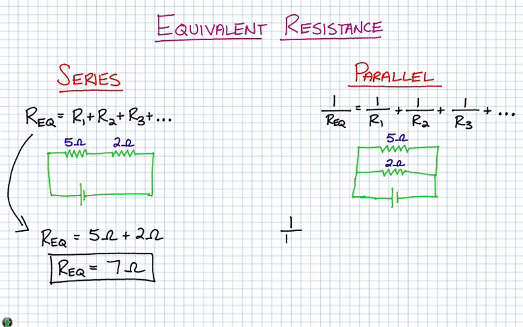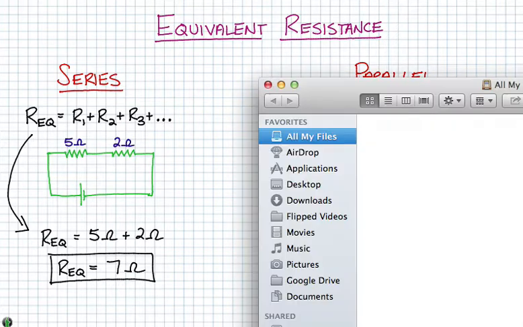So what we have here is 1 over my equivalent resistance is going to equal, in this case, 1 over 5 plus 1 over 2. Now it's important to realize here that we need to make sure that our answer is 1 over our equivalent resistance. So if we wind up with some fraction, we can't wind up with 2 or 3 or 4 in the numerator. You must have 1 in the numerator, and the denominator will therefore be your equivalent resistance.